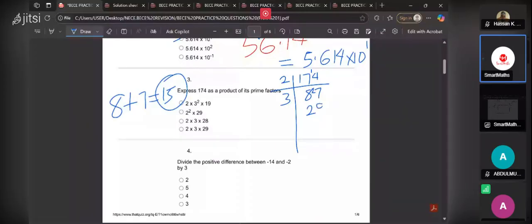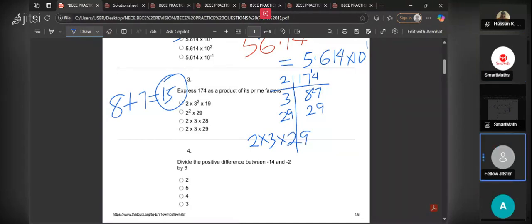All right. So do we have any number that can divide 29? We check 29. Is 29 a prime number or not? If it's a prime number, which means we don't have any number that can divide it, we leave it like that. That will be 29. So that means the answer 2 times 3 times 29 is the answer. All right. So that is option D. I hope that is clear.